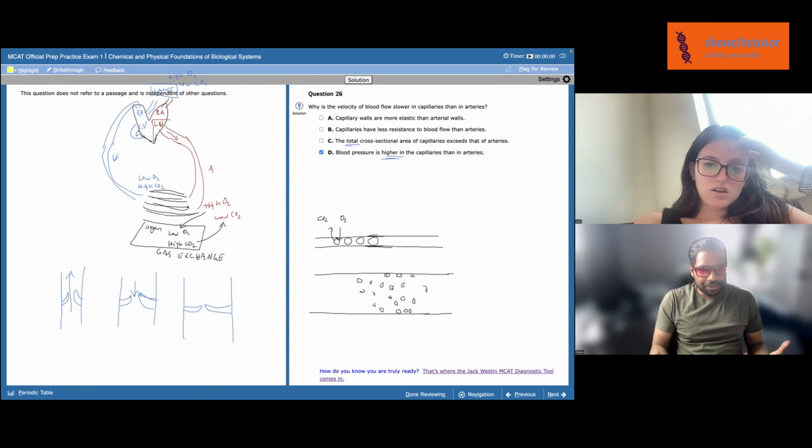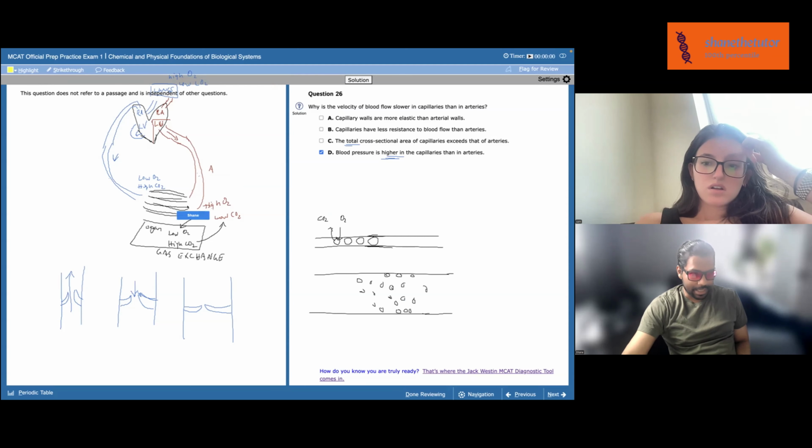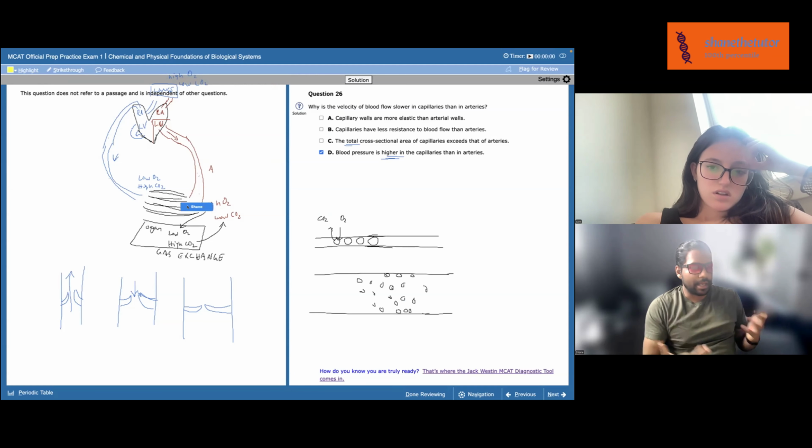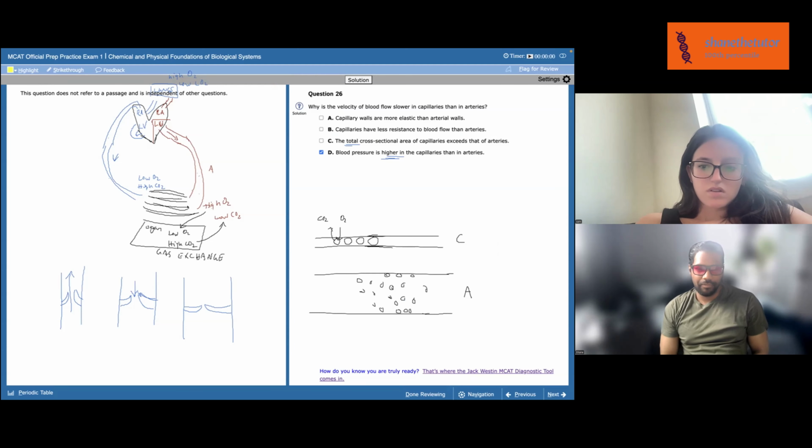Now, since ultimately the volumetric flow must be constant throughout the entire circulatory system, what that means is the overall volume of the circulatory system has to stay constant. And since we know that an artery is significantly thicker than a capillary, since a capillary is as thick as one red blood cell, how can it do that?